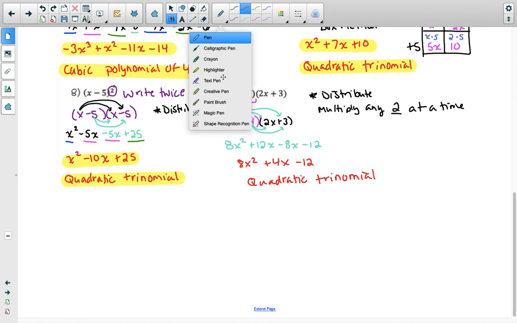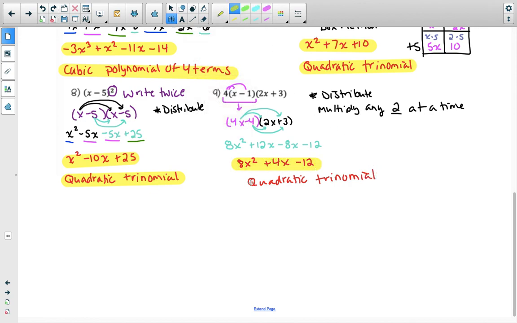It is important that you only multiply two things at a time. So when I multiplied the 4, I only multiplied it into the x minus 1. I did not multiply it into everything. So please be careful when you distribute.